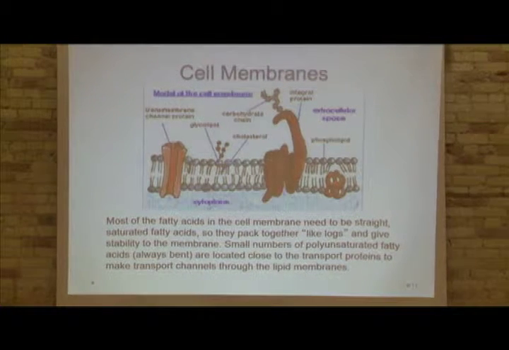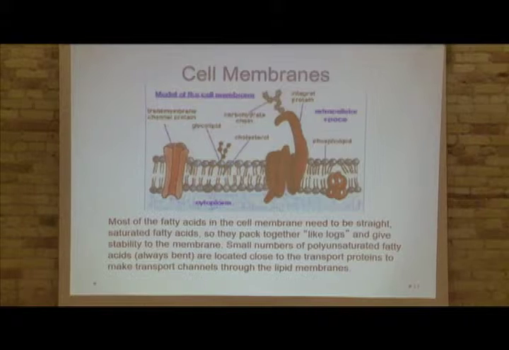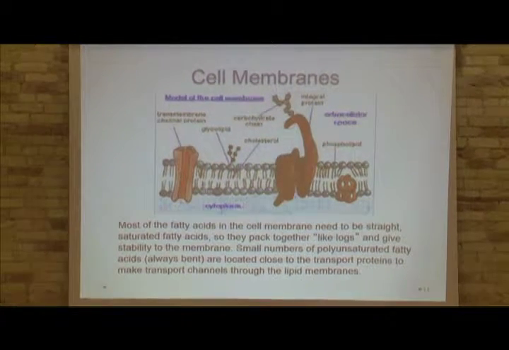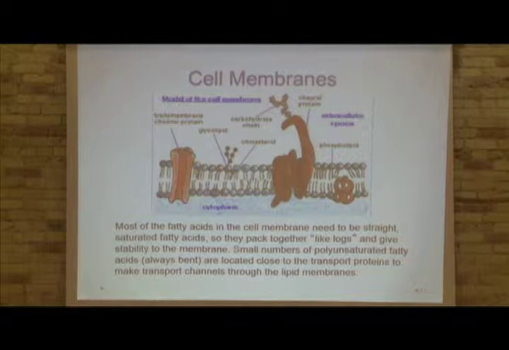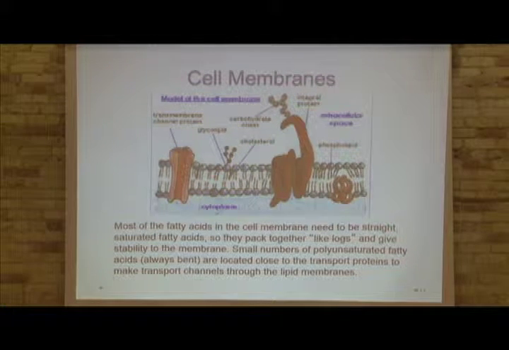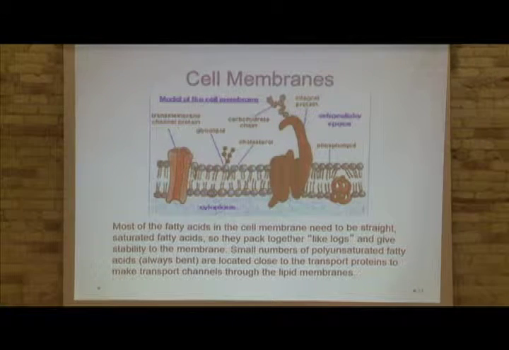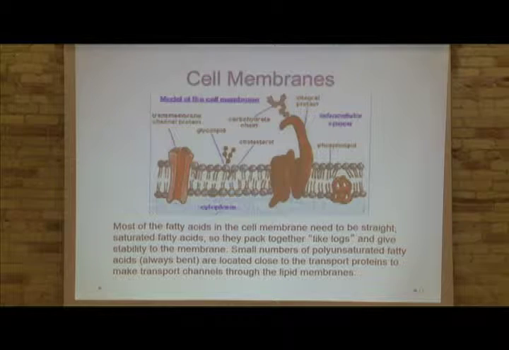In our membranes, all of our little cells are encased in a membrane. Those saturated bonds are these little straight guys in here. They're attached to a protein on the end, they're straight. 50 to 60% of all the fats in our membranes are saturated. So we really shouldn't be afraid of saturated fats because most of the fats in us by far are saturated.